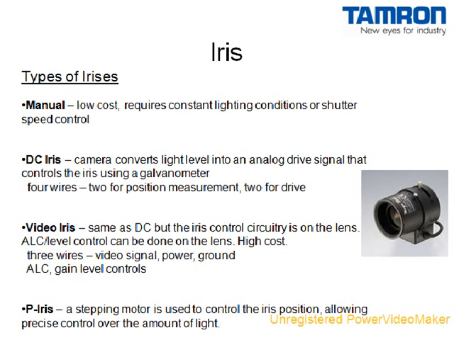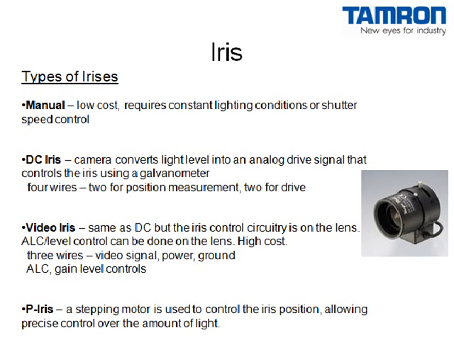The video iris is similar to the DC iris, with the exception that the iris control circuitry is located inside the lens and automatic light correction can be done in the lens circuitry. Due to the higher cost of this type of iris, video irises have recently seen decreased popularity.